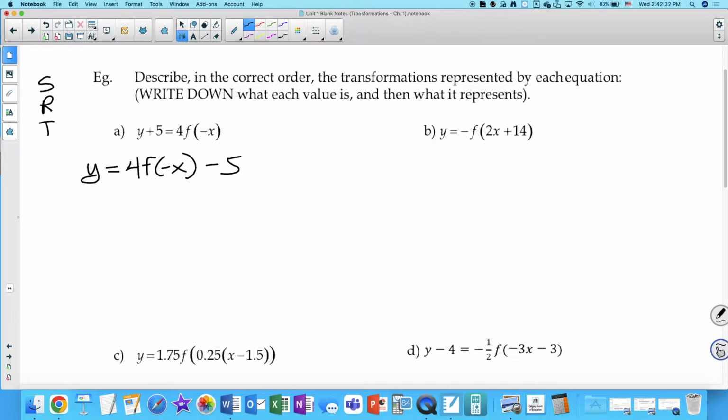This is sort of the order that we want to describe these transformations in. Okay? So are there any stretches that we need to talk about? What has been stretched? Vertical stretch factor of 4. Is that it for stretches? Any reflections? Yes, there's a reflection horizontally in the y-axis, right?